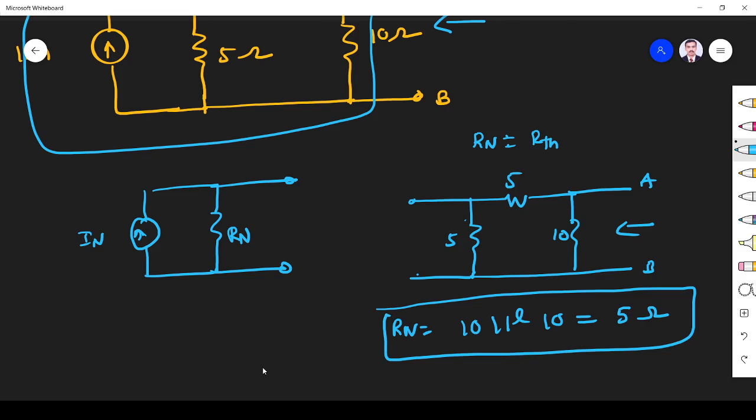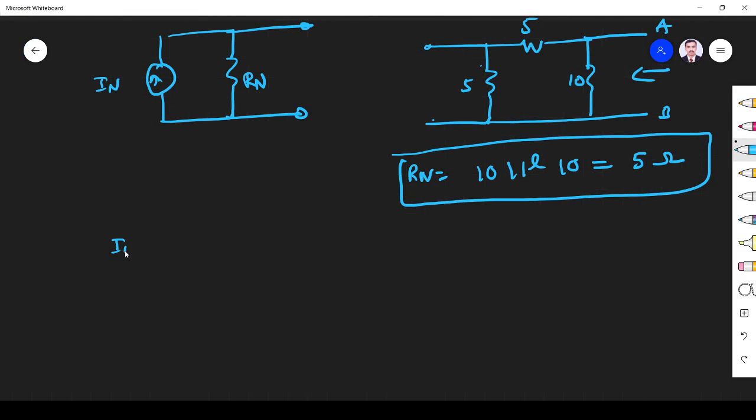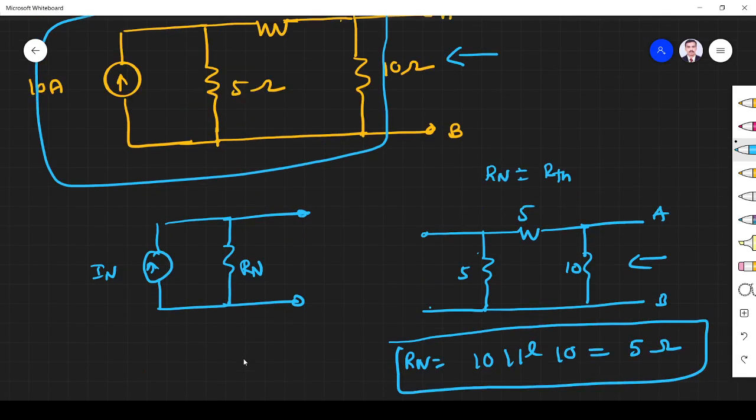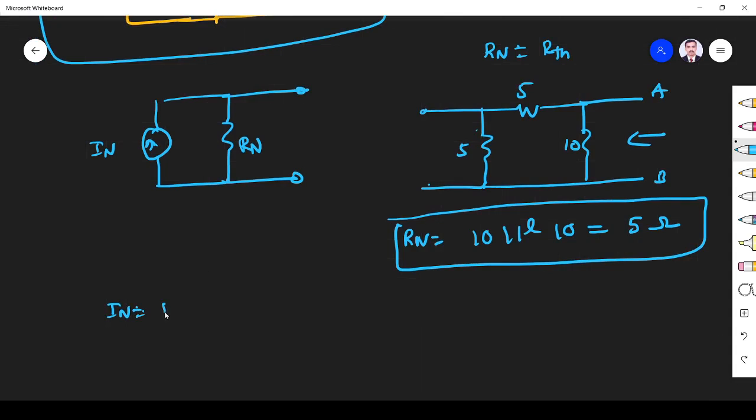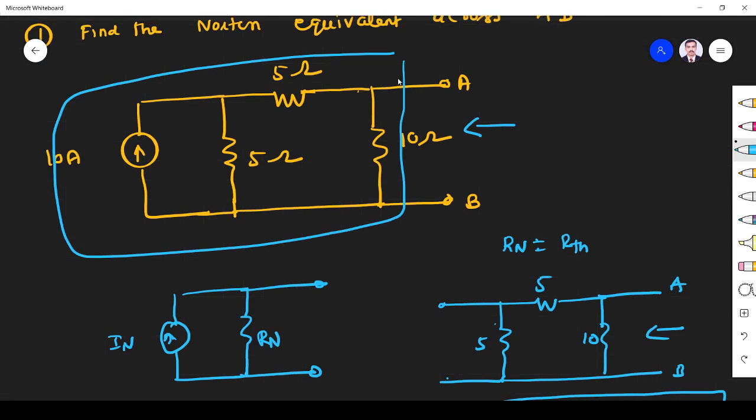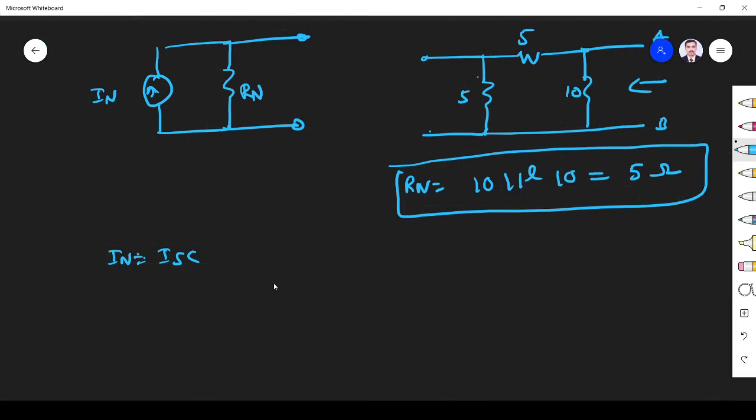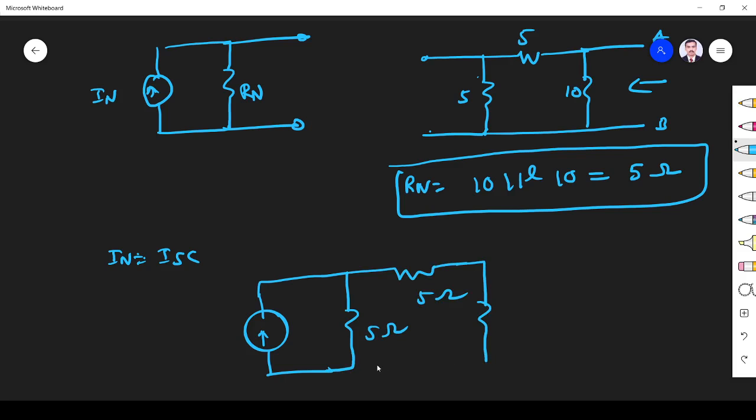Next we have to find I Norton. I Norton is nothing but the short circuit current. So we have to short the terminal and find the current through that terminal. So this is 10 ohm, this is 5 ohm, 5 ohm, this is 10 ohm. This terminal AB is shorted.